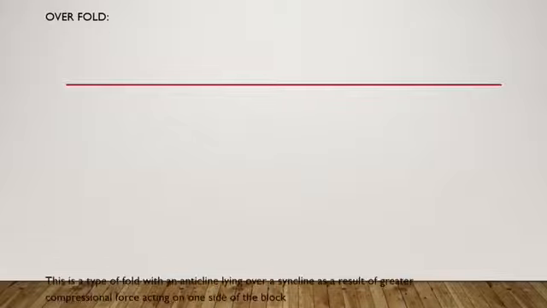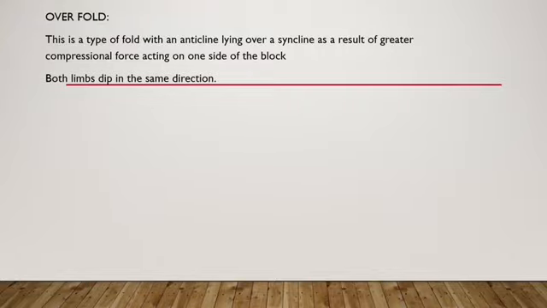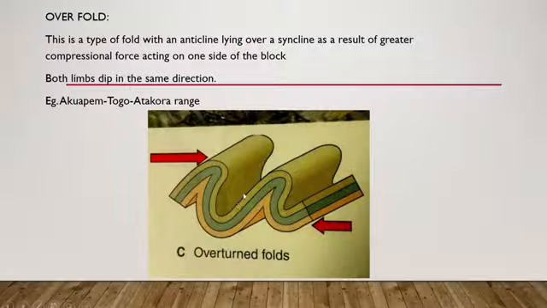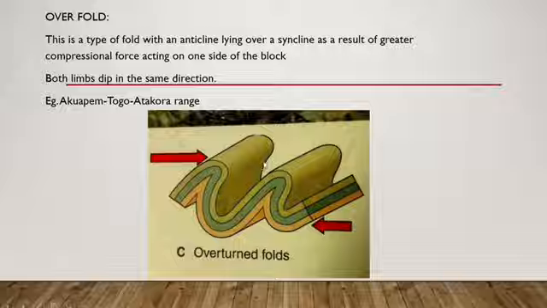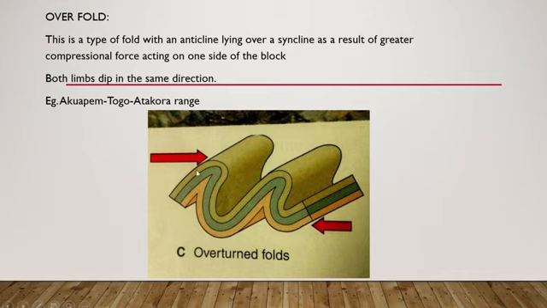Now, anytime that there is a strong pressure exerted on the asymmetrical fold, this is what happens. The anticline will then tend to lie over the syncline as a result of greater compressional force, and both of the limbs dip in the same direction. So let's look at it. You can see that this is one limb here, the other limb here. Now they are both dipped in the same direction. So here this one goes to the left, this one is also tilted to the left, and this is the overfold. It is lying almost on top of the other, and this is what we call the overfold. A typical example that we can cite is the Akwapim-Togo-Atakora range, which you have in Ghana, and it stretches all the way to Togo and Atakora.